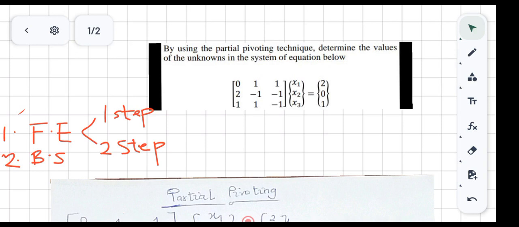And I know at the end of this video, you will understand what we term as partial pivoting in solving systems of linear equations.